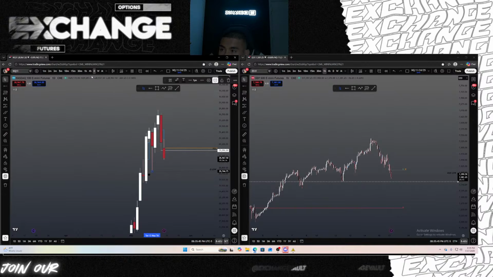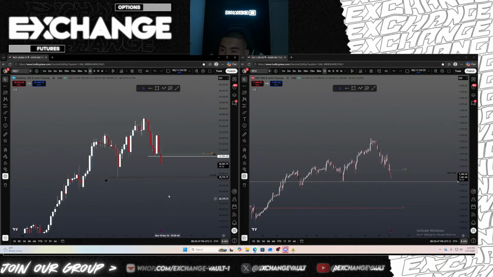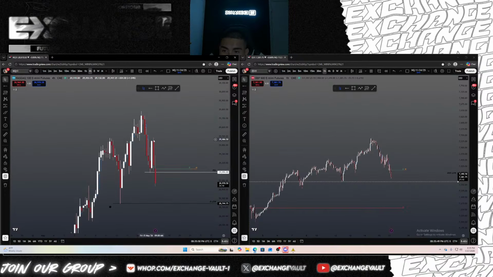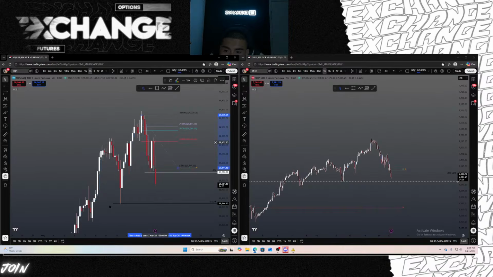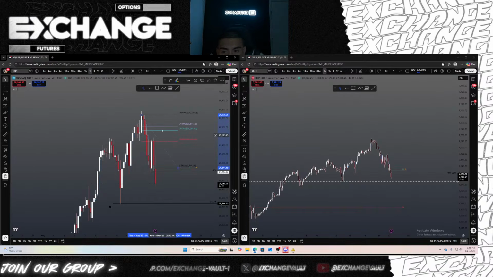Okay, so let's go ahead and look at the 4 hour on NQ now. If we look at the 4 hour, like I said, on Friday we retested the 50%, as you can see right here with my 4-step strategy. It hit perfectly fine.